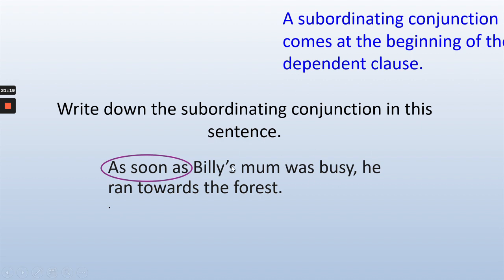So as soon as Billy's mum was busy is the dependent clause, and it doesn't make sense by itself. So all of that is the dependent clause. And the subordinating conjunction, which is what you're trying to find, is at the beginning of the dependent clause. Give yourself a tick or press pause to go over your answer.